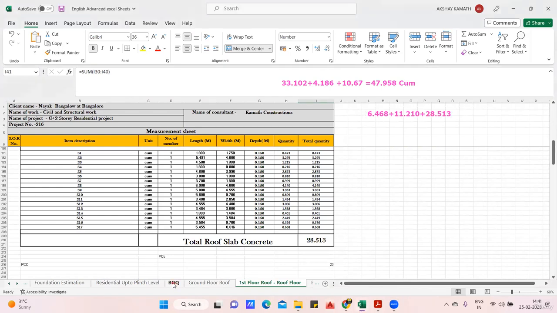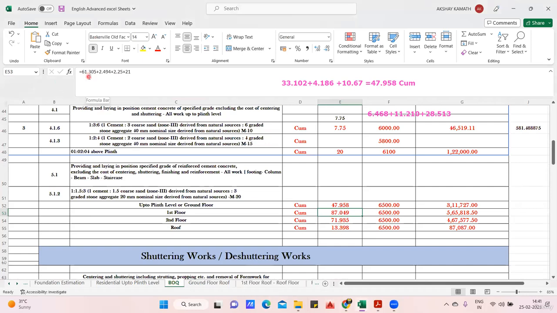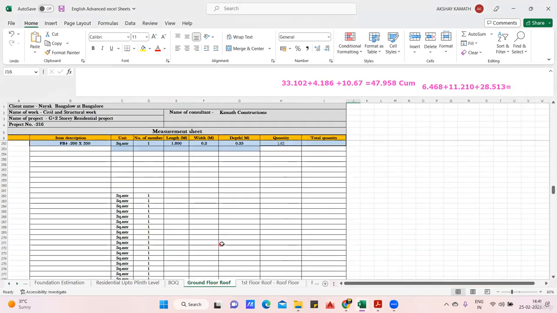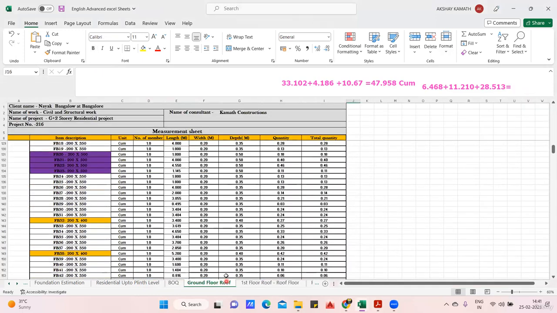We'll go and check in my BOQ what I have written. See here, 61 point. Okay, 61 I have written here. 61 will come out because you add everything, you should get 61. That is what I have done. So 6.468, add it: 6.468 plus 11.210 plus 28.513. So 46 I'm getting there. Okay, this is 46. Then okay, no problem. We'll go with the same thing up to the first floor. Along with that, I need to add... is there anything missed? No, no. Everything we have taken care of.